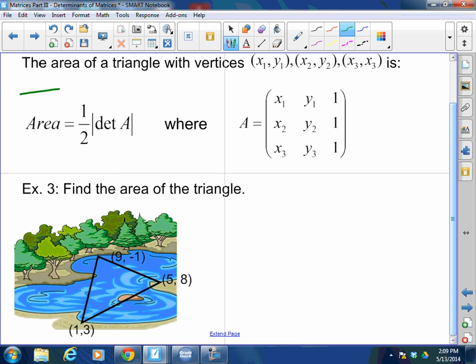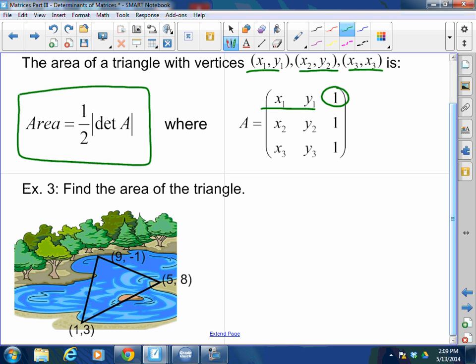The area of a triangle is 1/2 of the determinant of the matrix A. And matrix A is made the following. A triangle is made of 3 different points, right? Well, put your first point here, followed by a 1. Second point, followed by a 1. Third point, followed by a 1. Find the determinant, divided by 2.